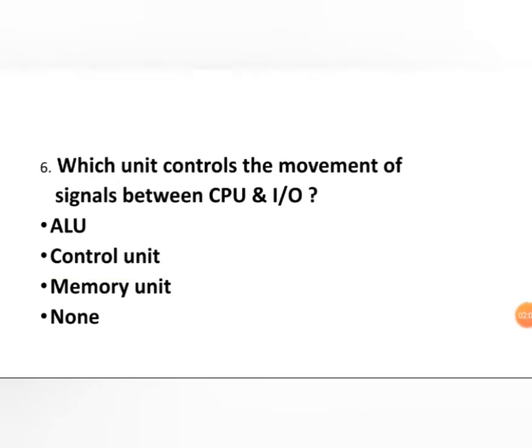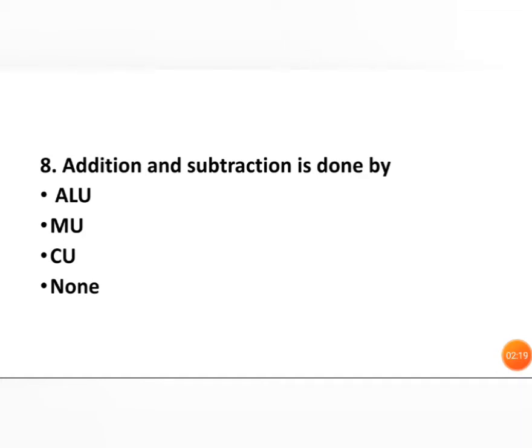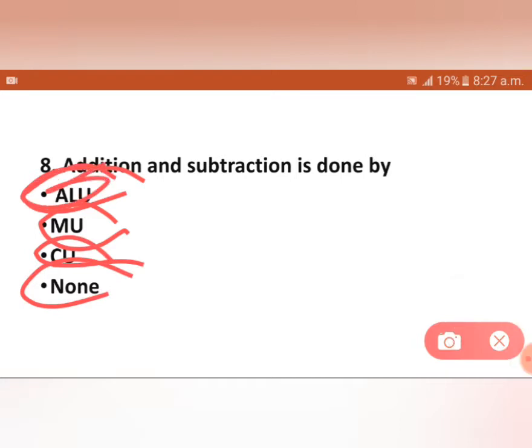Now question number 7 is, backbone of the computer is ALU, CU, MU and none. The correct option is option number 2, control unit. Now question 8: addition and subtraction is done by ALU, MU, CU and none. The correct option is option number 1, ALU, arithmetic logic unit. It performs arithmetic and logic operations. So addition and subtraction is an arithmetic operation. It will be performed by ALU.